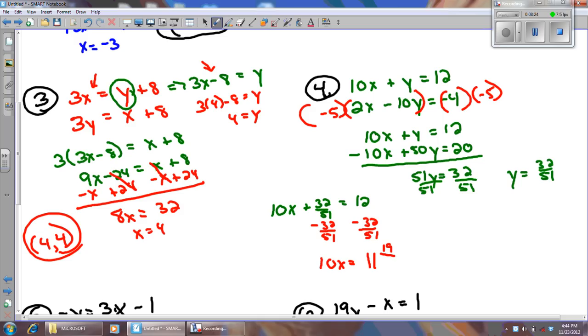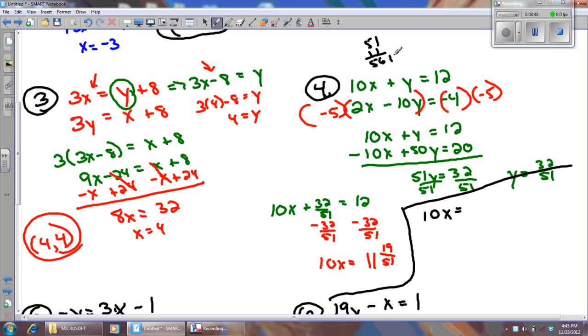19 51sts. Oh my goodness, this is an ugly answer, but that's okay. Good to see an ugly one every now and then. I'm going to cut off my work here. I'm going to convert that mixed number into an improper fraction. So 51 times 11 would be 561, if you remember the trick I've shown some of you.